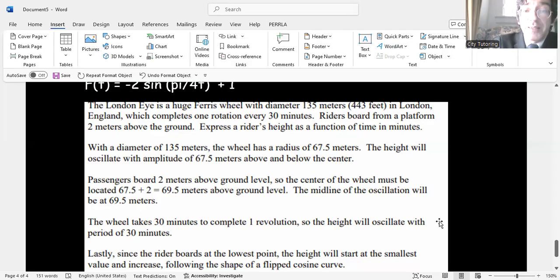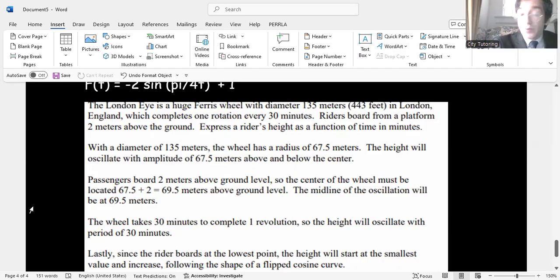Now, passengers, it says, board 2 meters above ground level. So for the center of the wheel, we have to add this 67.5 plus 2, right? So now we have 69.5 meters above the ground level. So that's the midline. The midline is going to be 69.5, right? And the wheel, we said, takes 30 minutes to complete 1 revolution. So the height is going to oscillate with a period of 30 minutes.